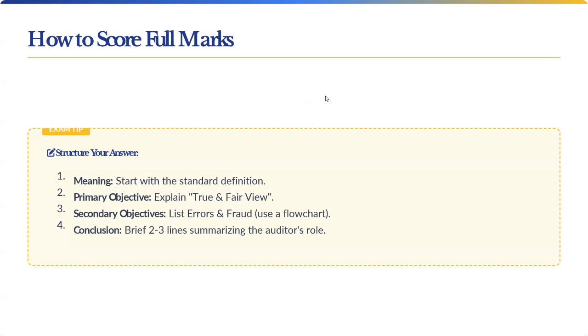Now, you can use a flowchart here. It will look very structured, and when you write it down, it will provide you more marks or even extra marks. Then you can conclude in just 2 or 3 lines summarizing the auditor's role. Auditor's role मतलब क्या हुआ कि what does the auditor do? What is his role as an auditor?